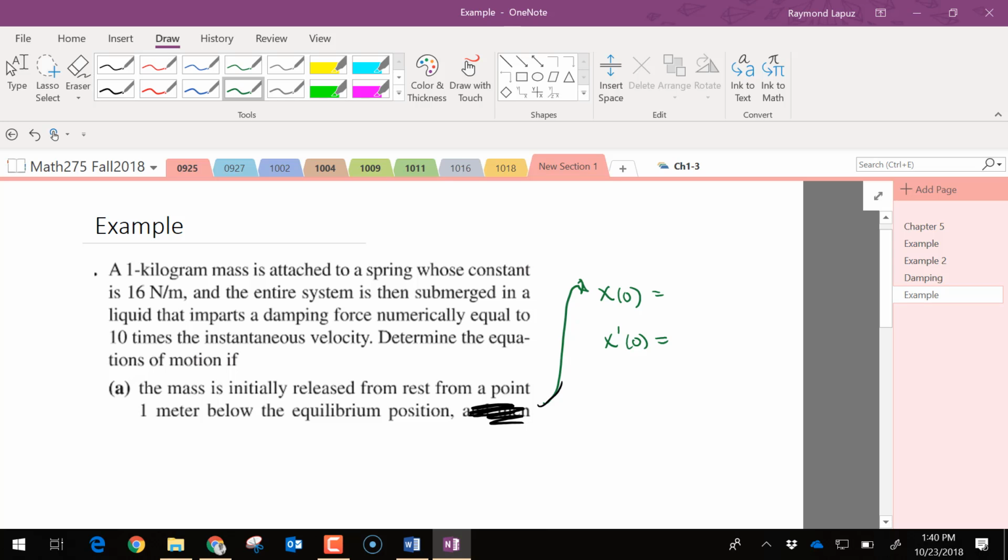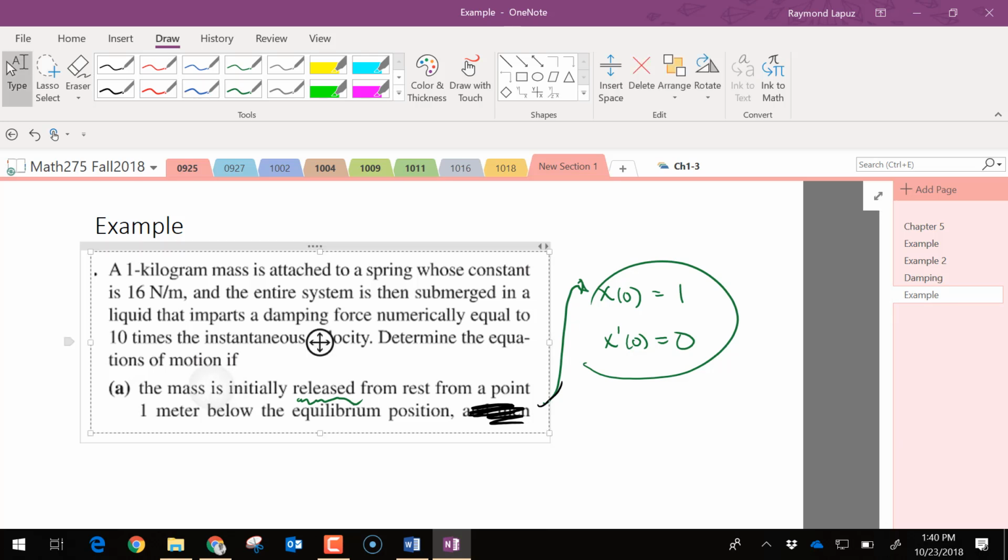So what is x of 0 equal to? -1? What? +1. All right, below is positive, above is negative. And x prime is what? 0 because it was released from rest. It just let go. So there's no push or pull to have an initial velocity. So here's our initial conditions. We're good with that. Now let's take our information here and see if we can come up with our differential equation.